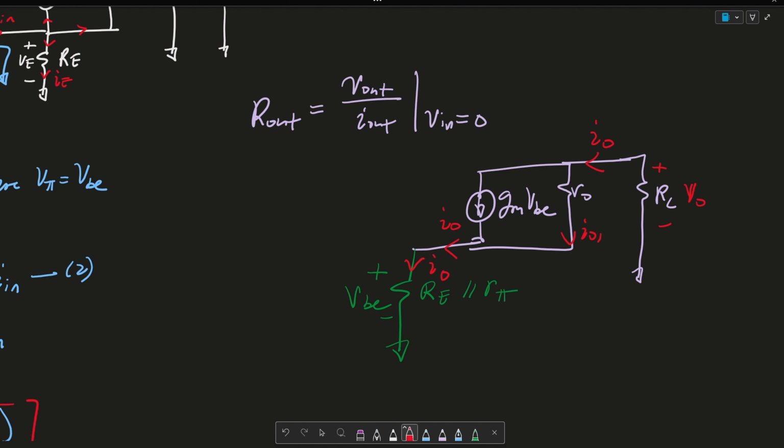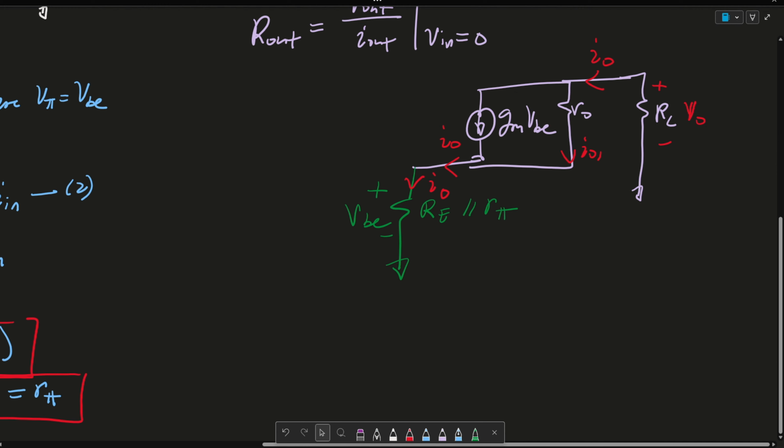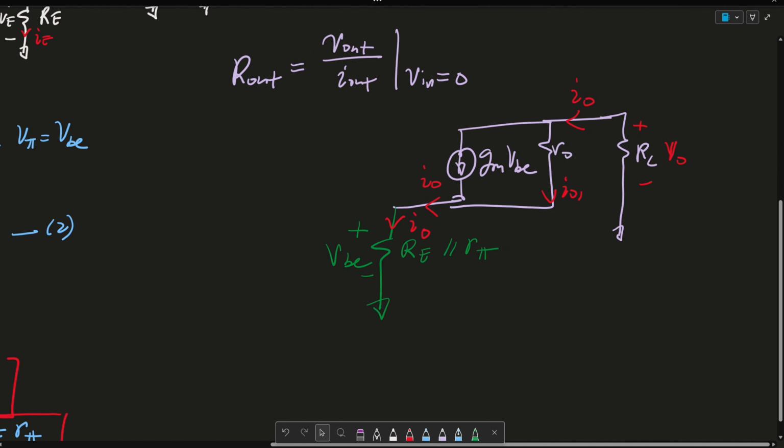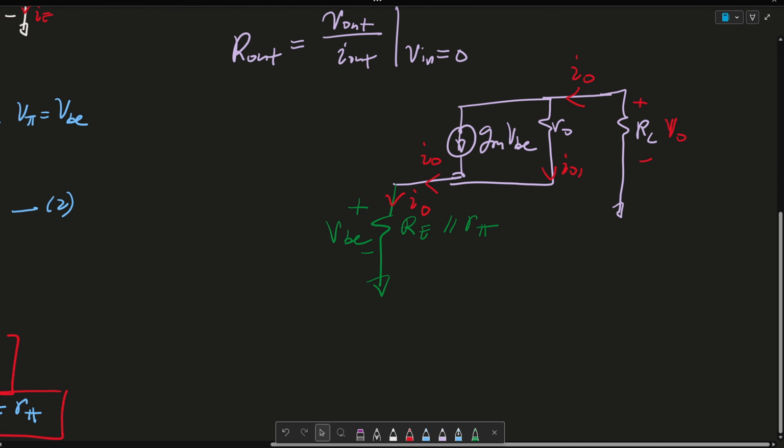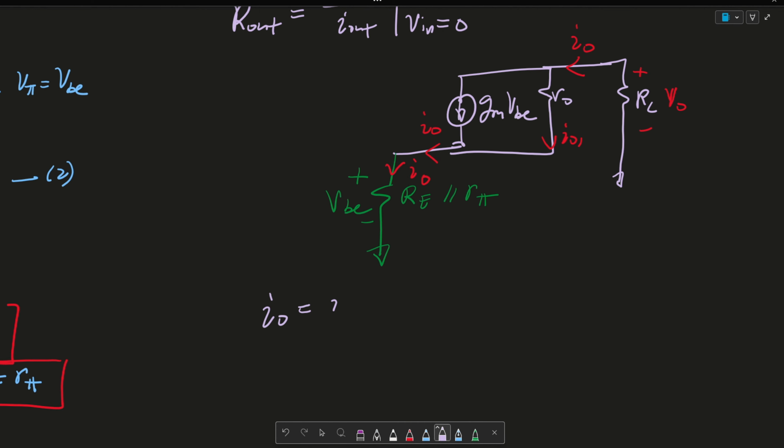So I hope this manipulation of our small signal makes sense, because we're going to need it now to write out some KVLs and KCLs. We're going to start off by writing a KCL. So we're going to solve for current. And we're going to say that IO is equal to IO1 plus GM VBE. Again, that's just the split between this RO and here.